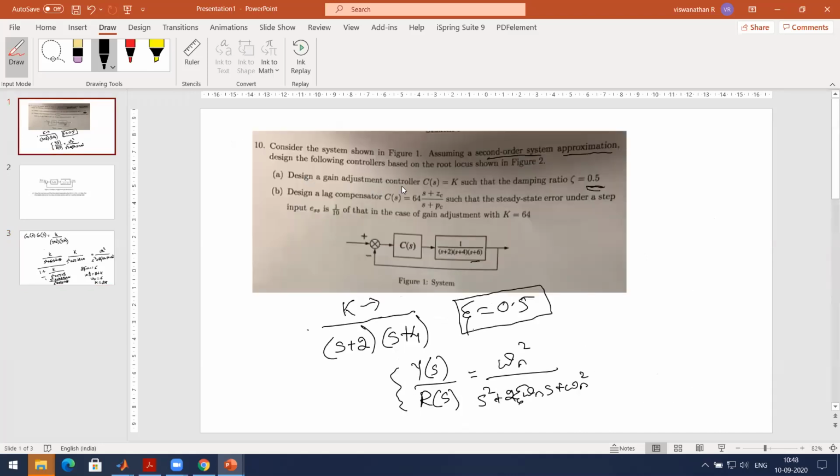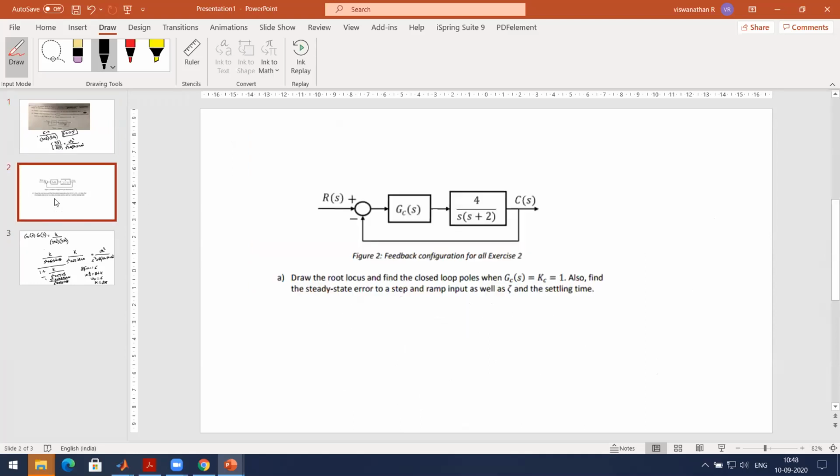Design a gain adjustment controller C of S equal to K such that damping ratio zeta equal to 0.5. So if K is equal to 28, then zeta will be equal to 0.5. Any questions on this? Okay.